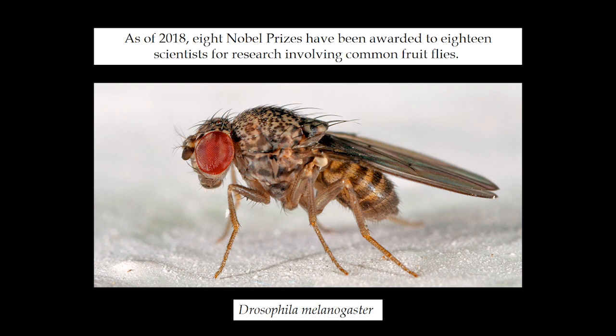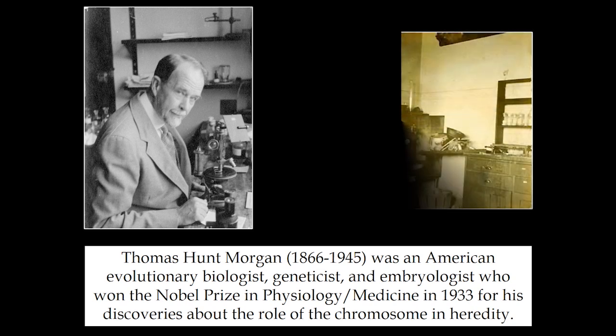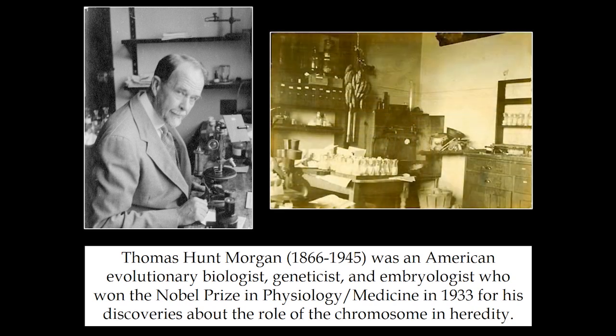As of 2018, there have been 8 Nobel Prizes awarded to 18 scientists for research involving this little bug, the common fruit fly, Drosophila melanogaster, and much of the pioneering research was done quite nearby in Woods Hole, Massachusetts, by this man, Thomas Hunt Morgan. In the winters, he would work at his Columbia fly room, shown here with a bunch of overripe bananas, which are really all that Drosophila needs to exist day to day.